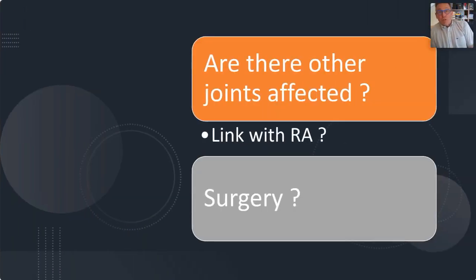Do you have problems in other joints? Yeah, of course. You make a link with other system diseases, with, for instance, rheumatoid diseases, with inflammatory bowel disease. Those patients can also have intermittent problems somewhere in the extremities. So keep that in mind. Yeah. Okay.